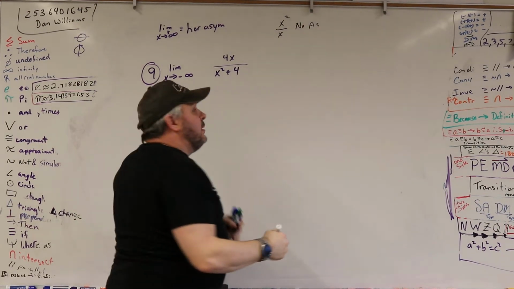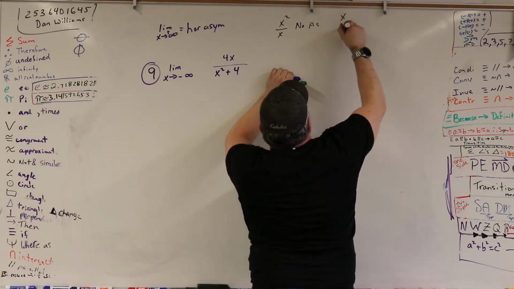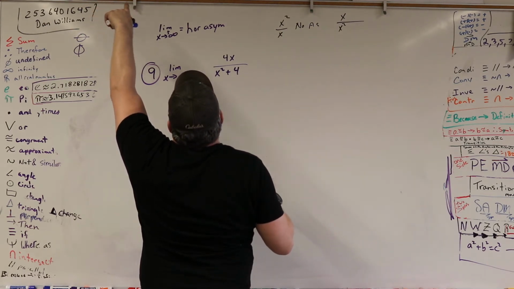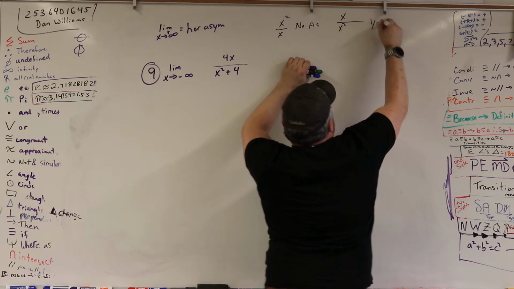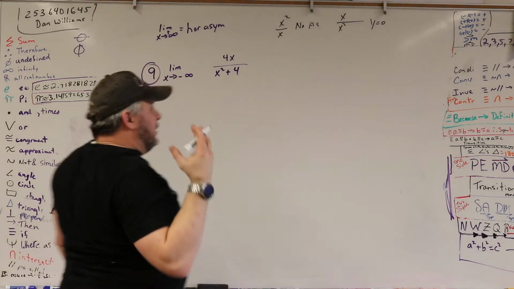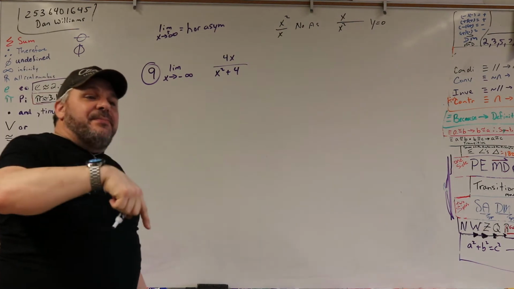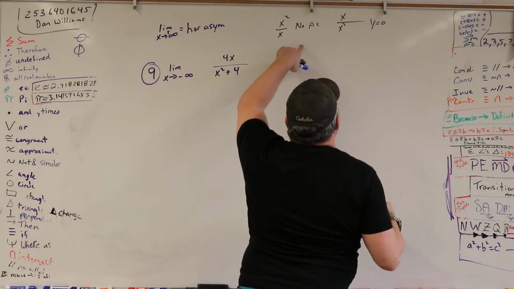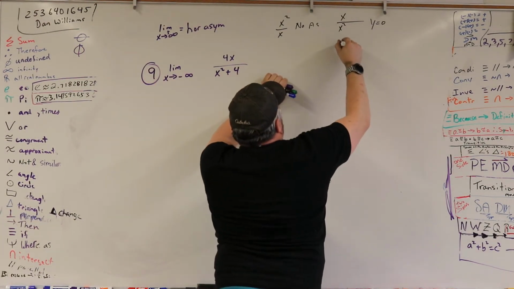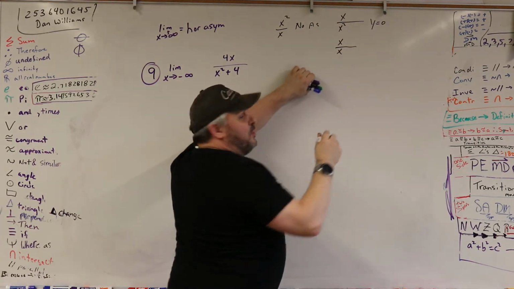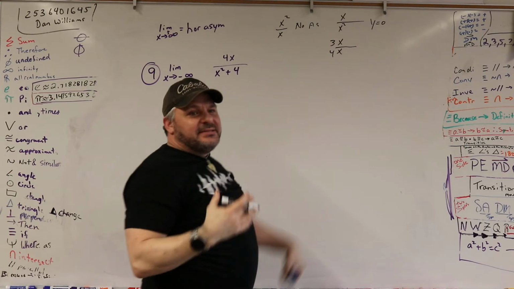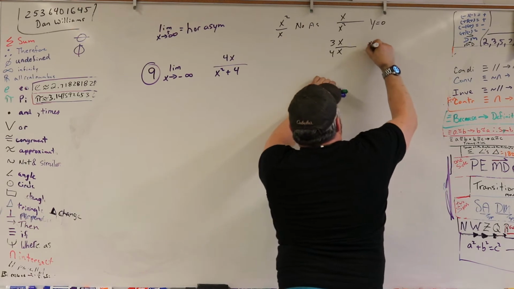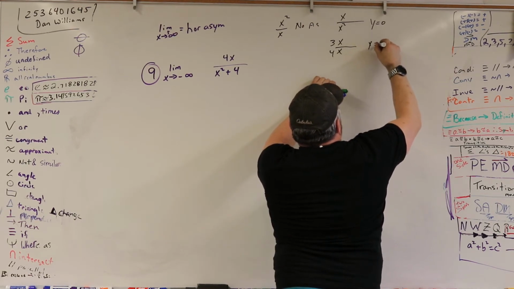Now, what if the top is smaller than the bottom? Then the horizontal asymptote is at y equals 0. And then what if they're the same degree? What if they're x over x, or like 3/4 x over x? Then it's the fraction, the coefficients in front of it. So the asymptote is at y equals 3/4.